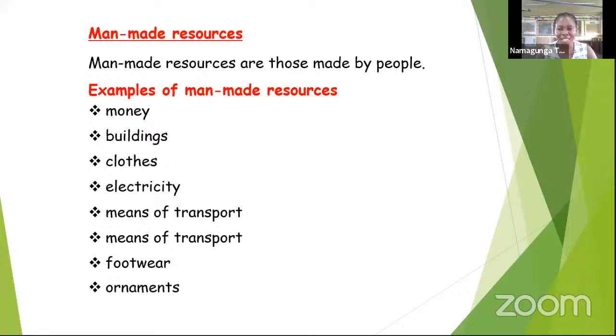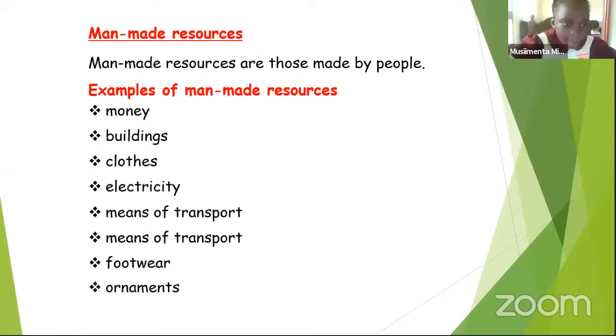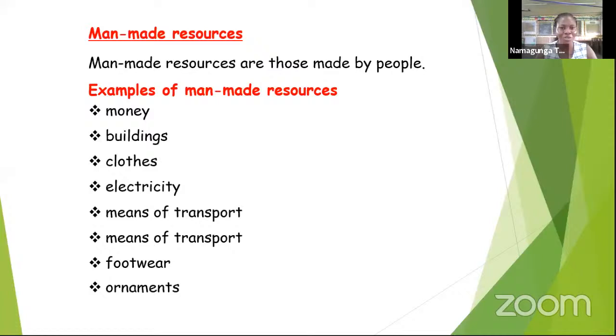Musmenta, you are the best in my class today. Read for me the definition of man-made resources. Man-made resources are those made by man. Very good. If I was near you, I would give you a high 5. We have examples of man-made resources: anything we can make, anything which man can make. Now, after looking at my list, I don't want any answer from my list. You're going to give me anything around you because it's made by man.